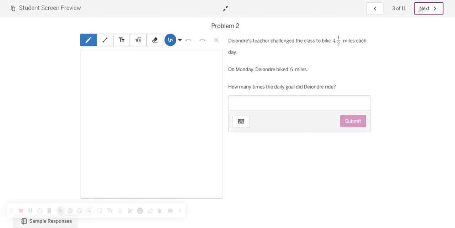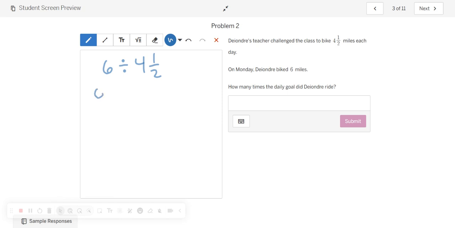And so then I go on to the next one, and it says DeAndre's teacher challenged the class to bike 4.5 miles each day. On Monday, DeAndre biked 6 miles. And so to set this one up, how many times the daily goal did DeAndre ride? You're going to do 6 divided by 4.5. And you can't just divide like that. You need to first turn them into fractions.